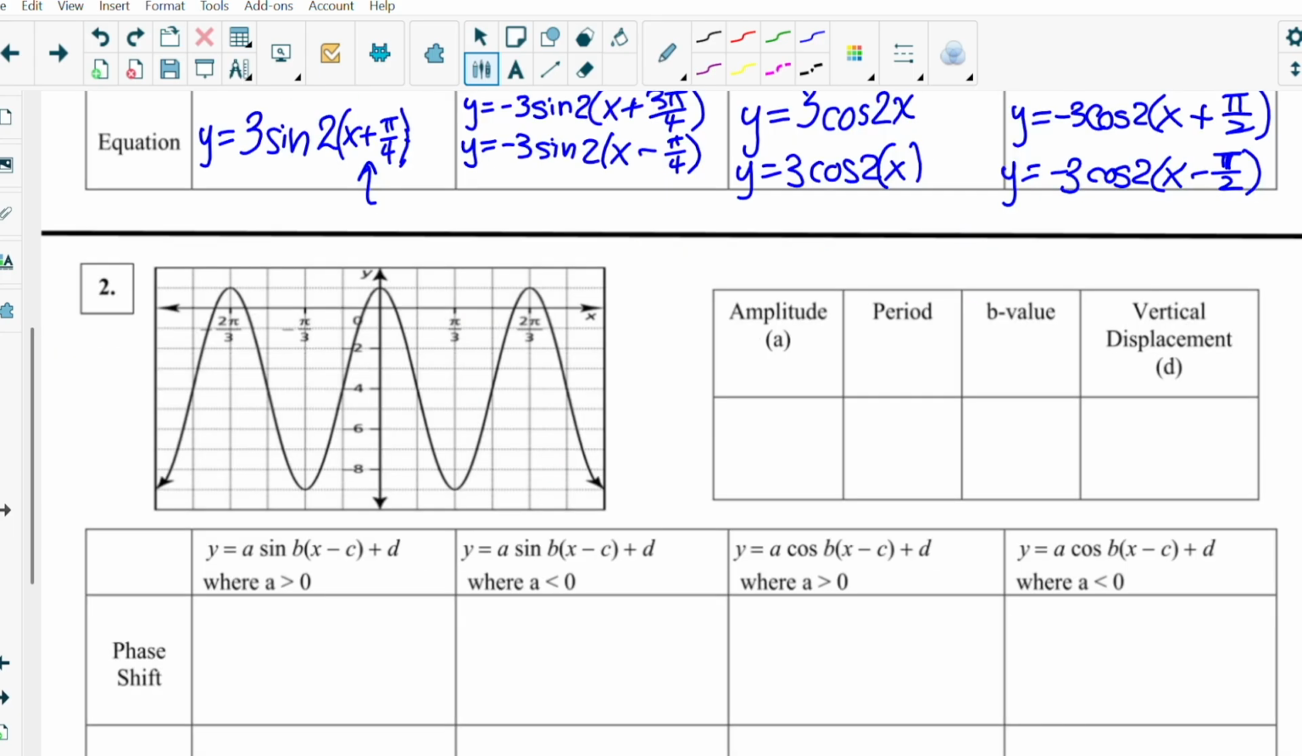Okay, number 2. Let's take a look at this graph, and let's figure out all our transformation parameters here. Amplitude. Well, I'm going to look at my max and min values. First, where's our sinusoidal axis?